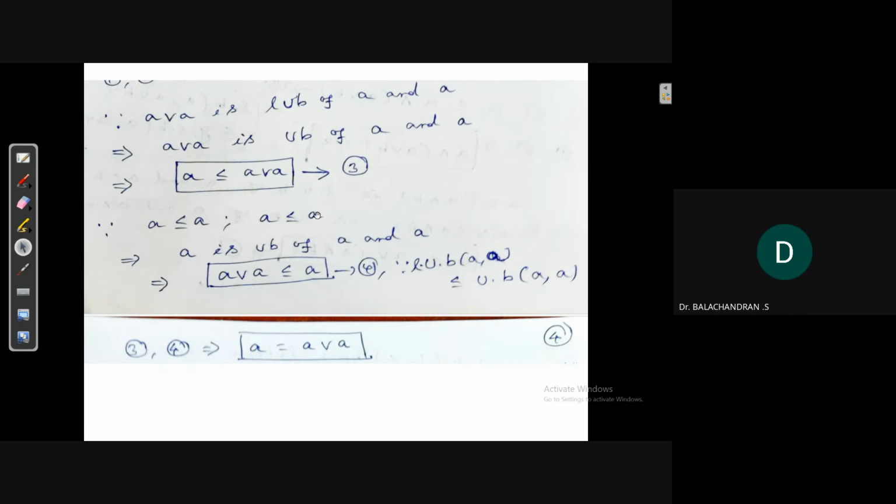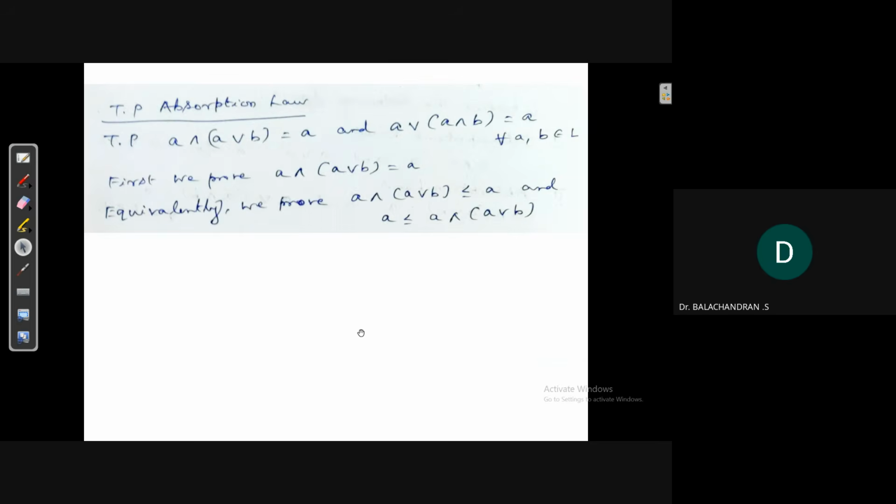Okay, the right side A is an upper bound of the left side A, of this A and this A. So again we are discussing upper bound. The relation is: least upper bound of A comma A is less than or equal to the upper bound of A comma A. Least upper bound of A comma A, by notation A or A, is less than or equal to the upper bound of A and A, which is A. So that's why it is less than or equal to A. From 3 and 4 we have A equal to A or A. I think we proved the idempotent law.